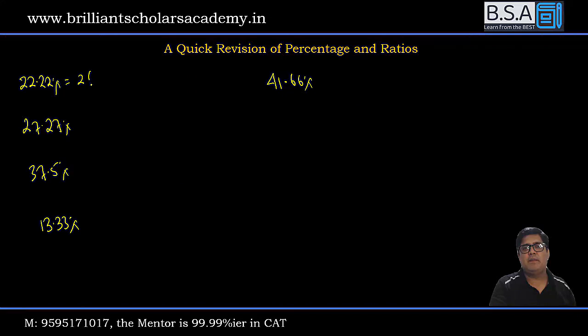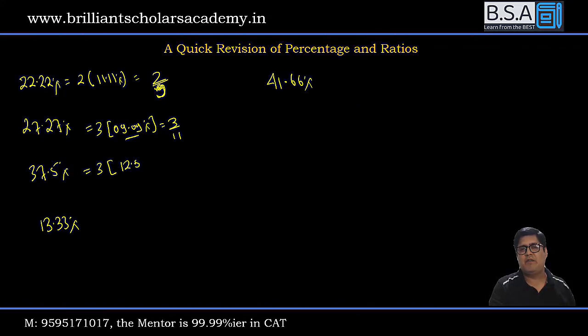22.22 looks like a multiple of 11.11, which is basically 2 by 9. 27.27 looks like triple of 09.09, which is basically 1 by 11. So total is 3 by 11. 37.5 is basically 3 times of 12.5 percentages, which is 1 by 8. So this is 3 by 8. What is 13.33? This is 2 times of, please observe, 6.66 percentage, which is 2 by 15.